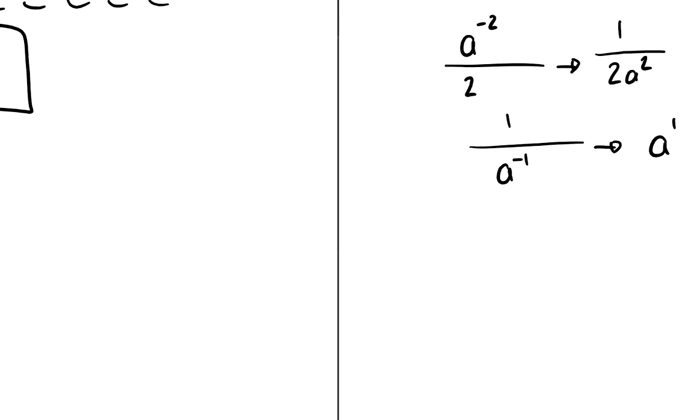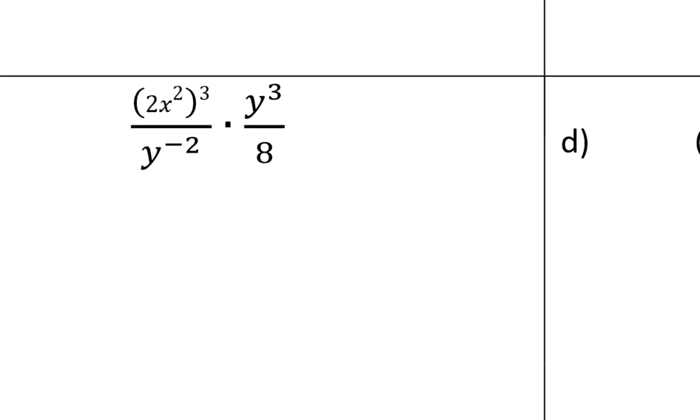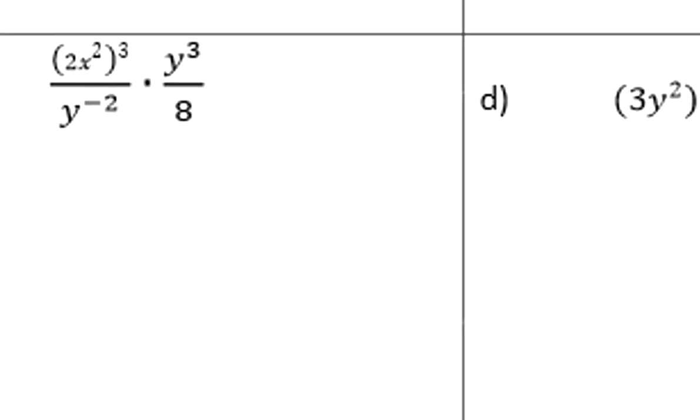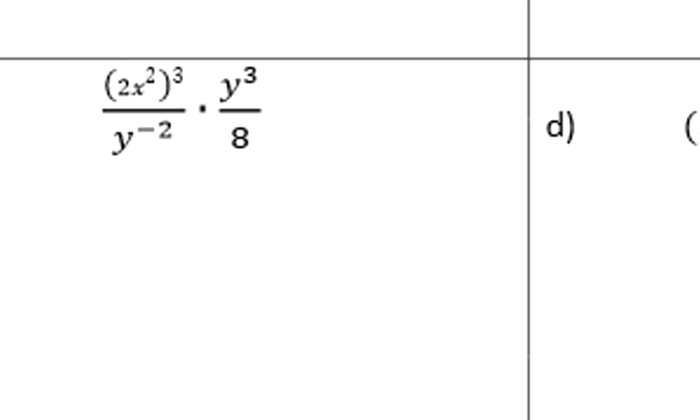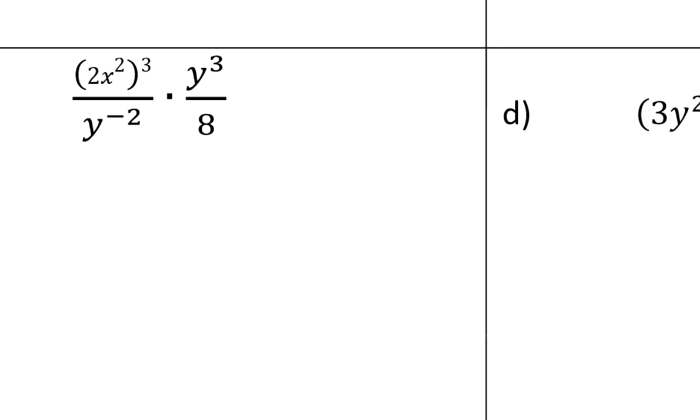So let's look at part C. C has this 2x squared to the 3rd power. One of the things I've noticed some of you are starting to do is, if you don't see exponents within an expression, you're starting to go ahead and write those in.